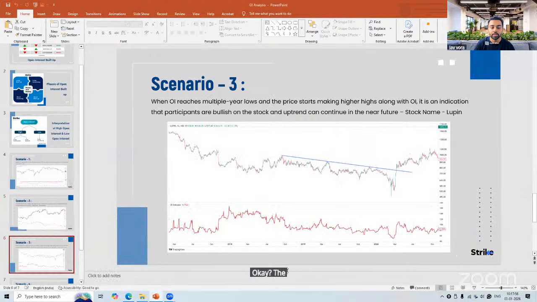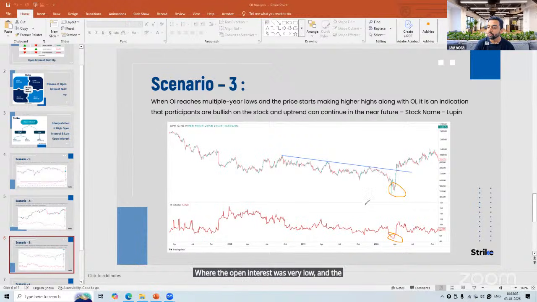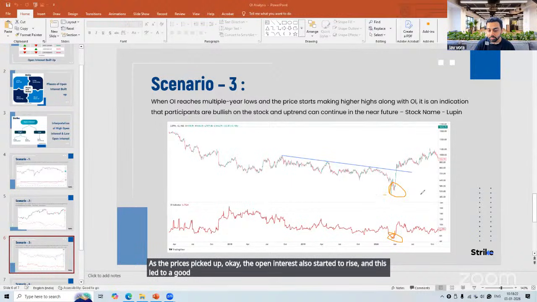The third scenario is where the open interest is unusually low. This is what we saw in Lupin around the COVID time, where the open interest was very low and the prices had already fallen 60-70%. It means that people are very much neutral on the stock. And as the prices picked up, the open interest also started to rise, and this led to a good trending move. And if you see, the stock had almost doubled in a few months.